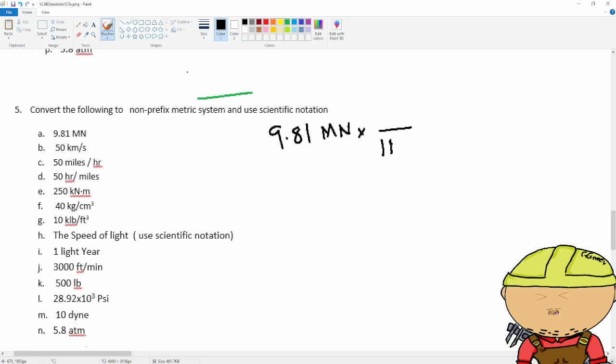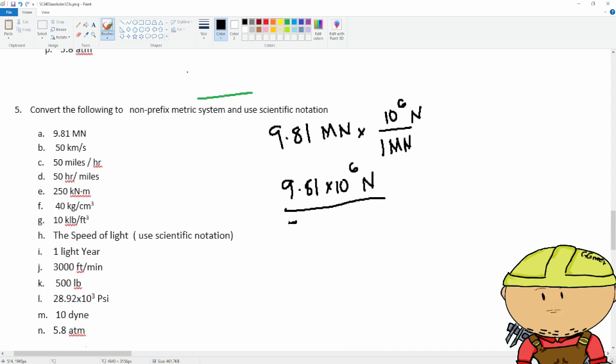1 mega Newton is 10 to the 6 Newton. Okay? Mega, or million. But mega. We don't use million. Million is for money. $80 million. Okay? So, mega, 10 to the 6. Or for reading the number, not just for money, for reading the number: 9.81 million Newton. Not mega Newton. So, that is the non-prefix of the metric system.